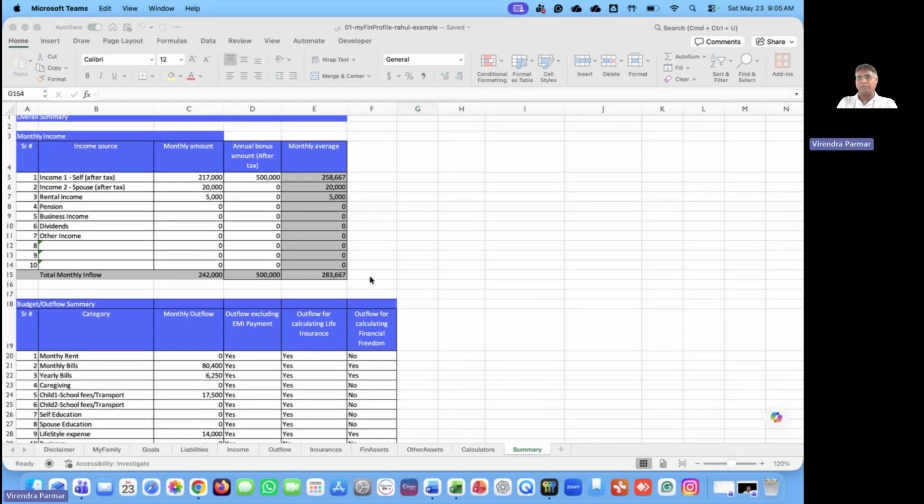It takes quite some time for anyone to fill this up and get to this level. I would urge you to take your time, understand, and even if it takes one week, just take the time and fill it up. Once you have done this, you have the complete picture of what you have and what can be utilized to achieve your goals. This becomes the foundation for all your financial planning.